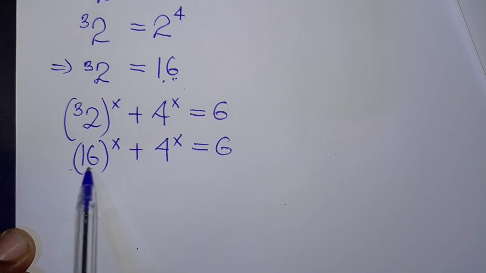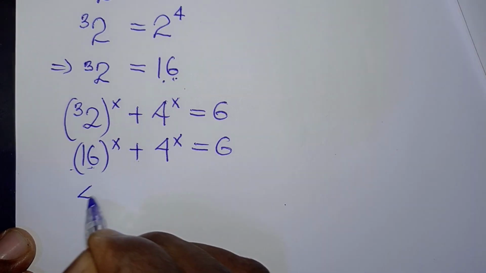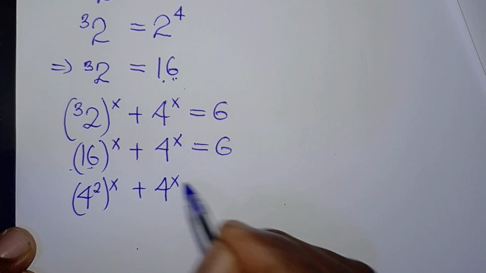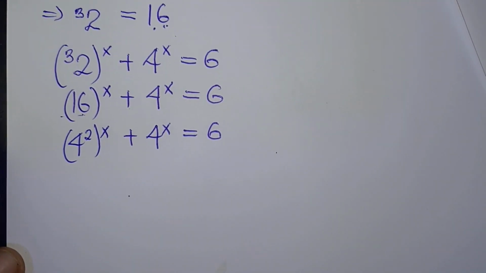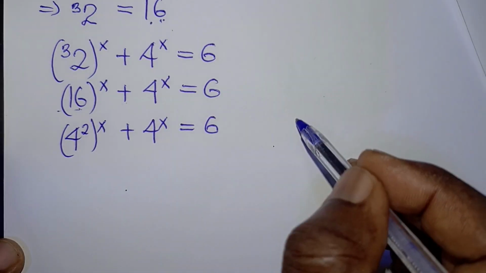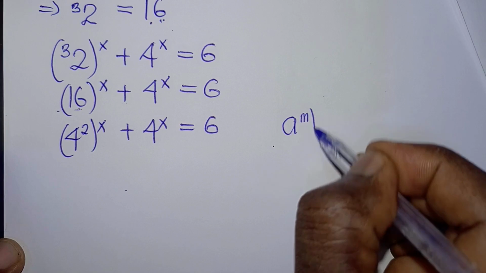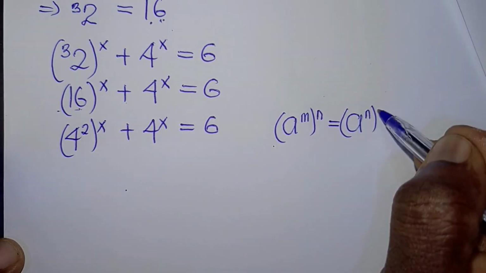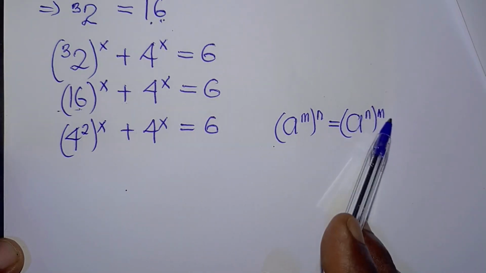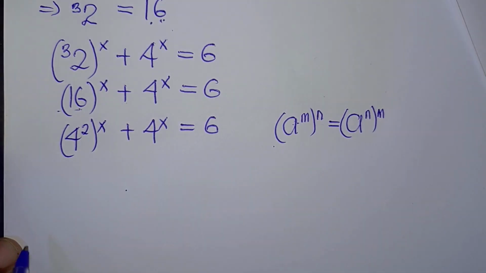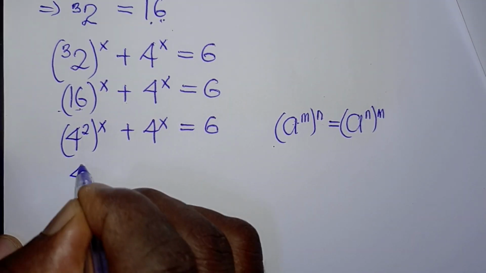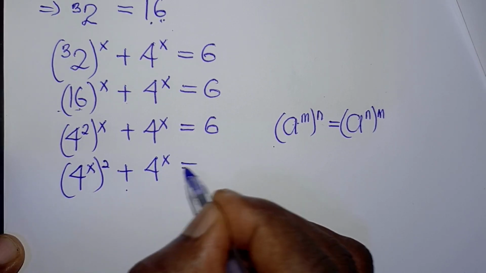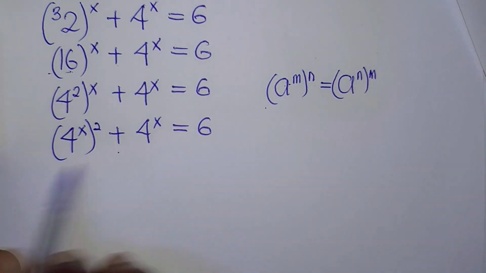But we know that 16 is the same as 4 squared. So we have 4 squared raised to the power x plus 4 to the power x equals 6. Right. So let's try to see whether we can apply this rule. The rule is that if you have a to the power m raised to the power n, you are going to have a to the power n raised to the power m. So we are going to transpose the exponents. We change the position of the exponent, and the result will still be the same. So we can write this one as 4 to the power x, squared, plus 4 to the power x equals 6. I think we still have the same equation, right, but in different form.